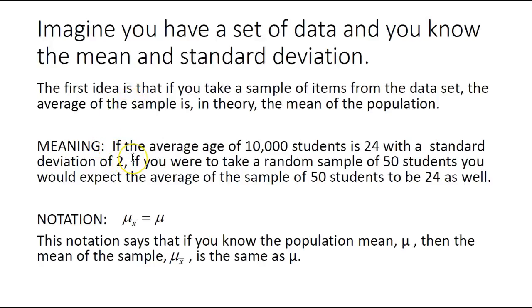So, an example here, if the average age of 10,000 students is 24, with a standard deviation of 2, and you were to take a random sample of 50 students, you would expect the average of the sample of 50 students to also be 24. So this is what it means. Down here, this is the population average, the population mean. Over here, this is the mean of the samples. Okay. So you expect those to be the same. That's the notation.